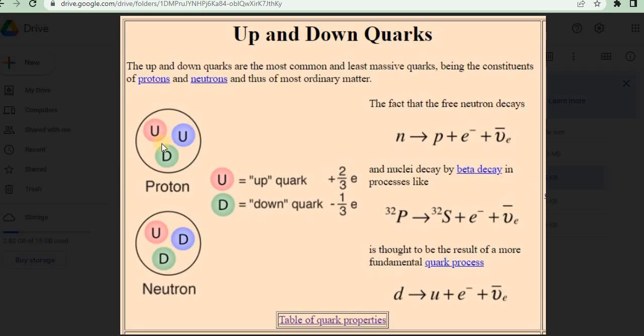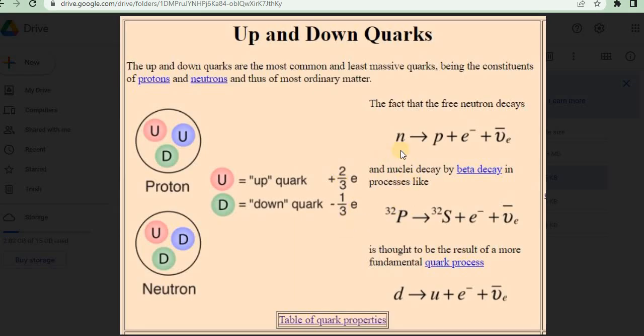A proton is made up of 2 up quarks and 1 down quark. A neutron is made up of 1 up quark and 2 down quarks. U is for up quark, D is for down quark. And remember the charge: if it's an up quark, charm quark or top quark, the charge is plus 2 over 3 times the elementary charge. If it's a down quark, the charge is minus 1 over 3 times the elementary charge.